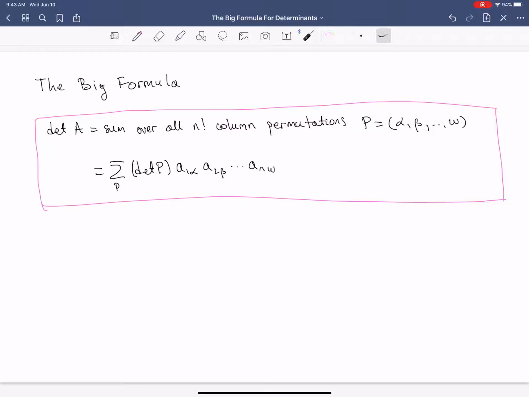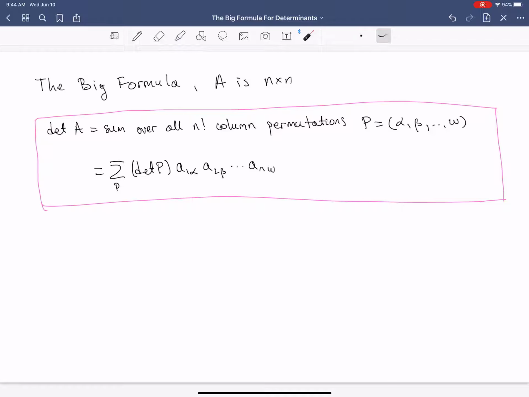So what does this n mean? Where does it come from? The matrix is n by n. We are assuming that A is n by n. And we are summing over all n factorial column permutations.